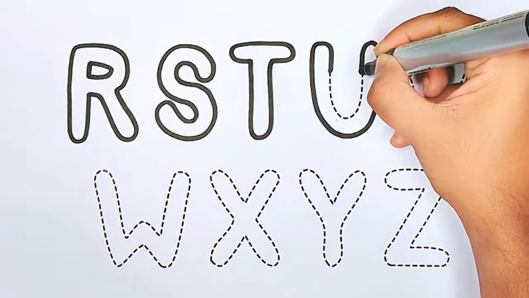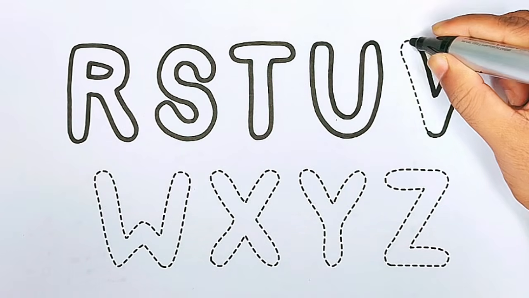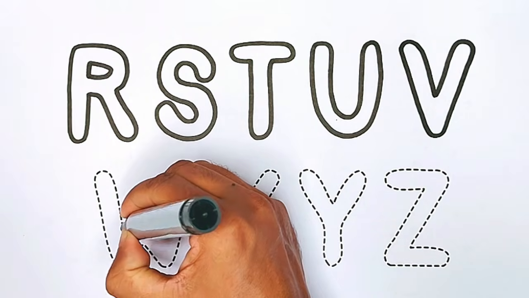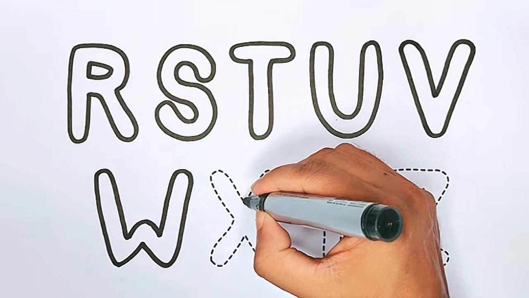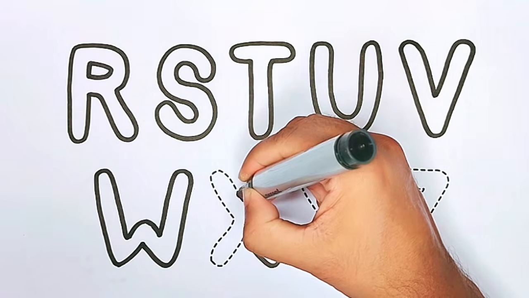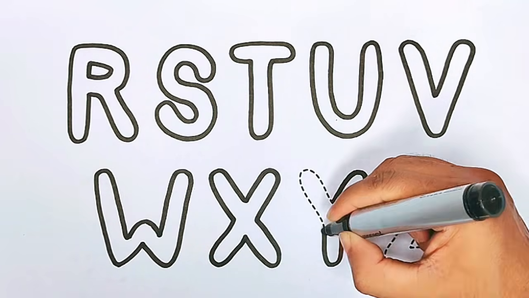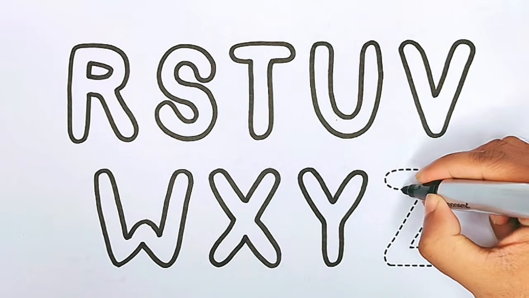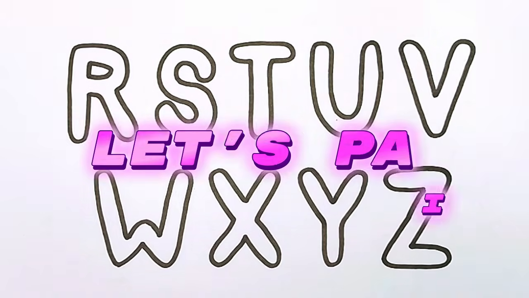U for unicorn. V for vegetables. W for watermelon. X for giraffe. Y for yolk. Z for zebra crossing. Let's paint.